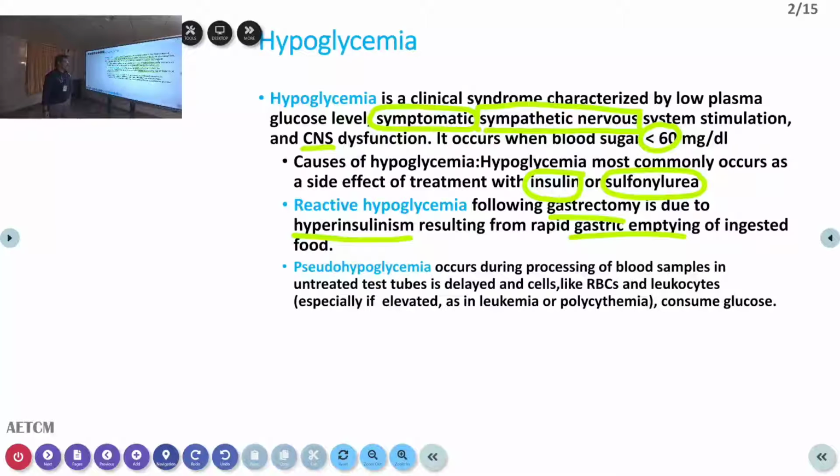Pseudo hypoglycemia means that it is an error. That's why I already told you that whenever sugars are very low in your glucometer or in your lab investigation, if the patient is absolutely normal, then you should rule out pseudo hypoglycemia. There are conditions like leukemia and polycythemia that can give pseudo hypoglycemia.